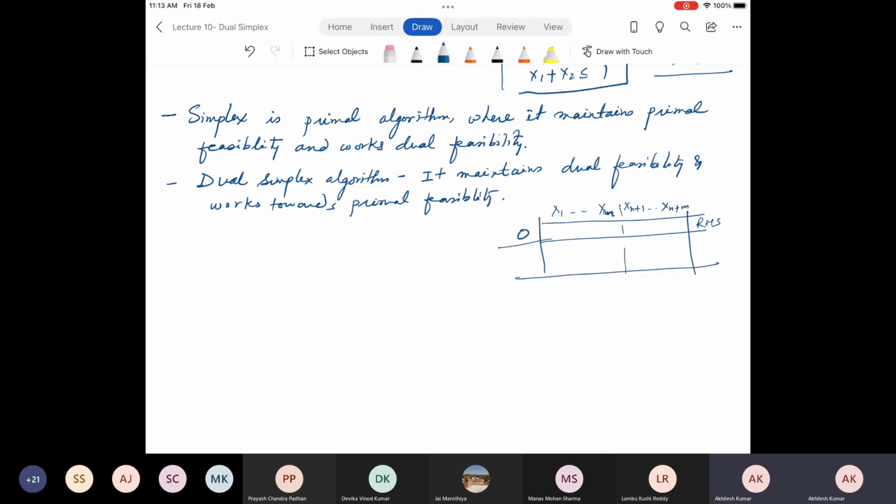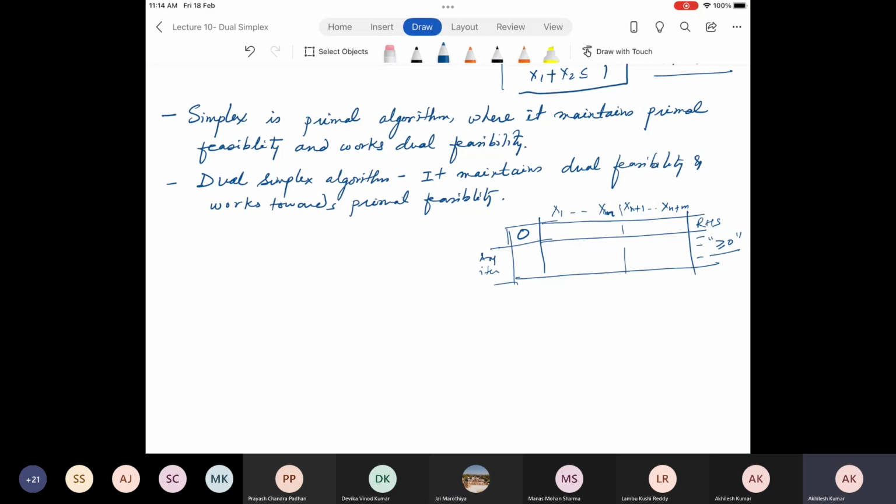Okay, so at any iteration, suppose this is your zeroth row, can we have a negative value in the right hand side in primal simplex? No. It has to be positive, greater than or equal to 0. So what does that mean? It maintains primal feasibility iteration after iteration, or not?